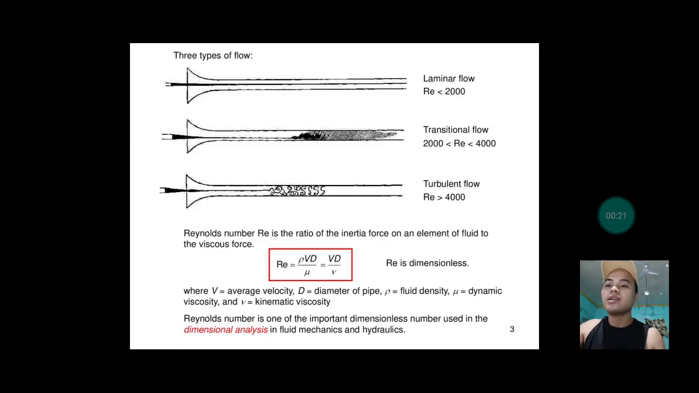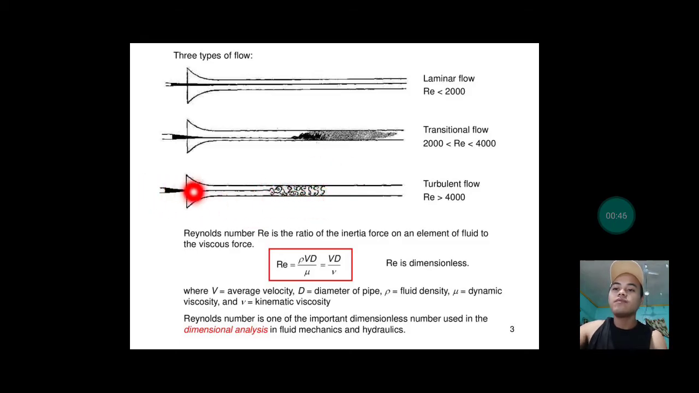So as you can see, laminar flow is a type of flow of fluid which is smooth. So there are no waves or erratic movements of the fluid along the path. So that is laminar flow. While on the third one, we have the turbulent flow.